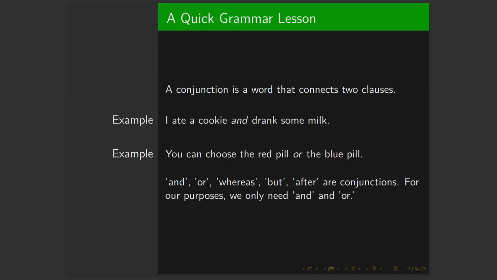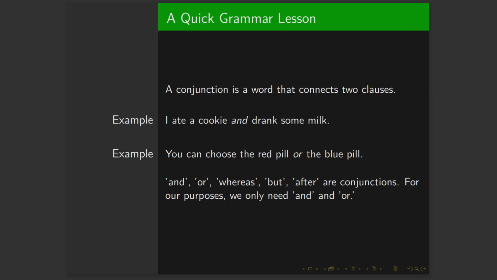So a conjunction is a word that connects two clauses. For example, "I ate a cookie and drank some milk" uses "and" as a conjunction to connect the two phrases or clauses, "I ate a cookie" and the clause "drank some milk." Another example is "you can choose the red pill or the blue pill." This uses "or" as the conjunction.